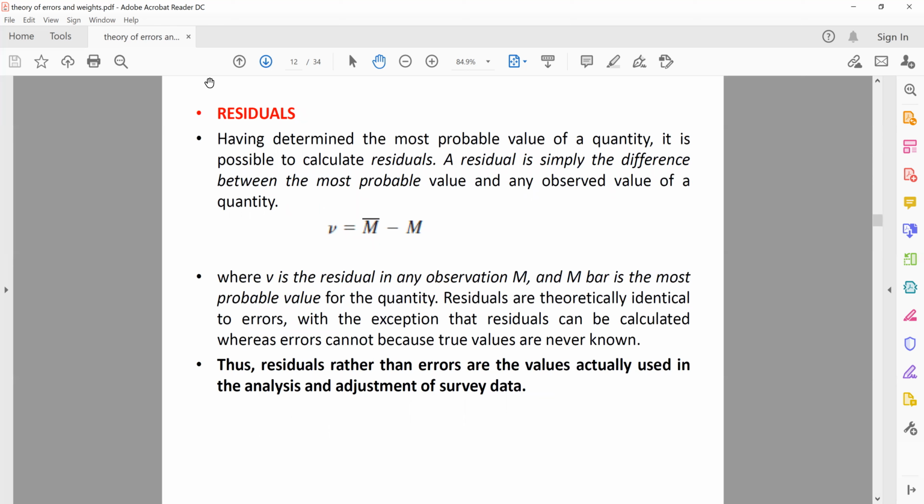Since now we're working with the most probable value and not the true value, we would say that a residual is the difference between the most probable value and the observed value. So now we're not calling it error, we're calling it residual, because we have replaced the true value concept with the most probable value concept. So the residuals, rather than errors, are the values actually used in analysis and adjustment of survey data.